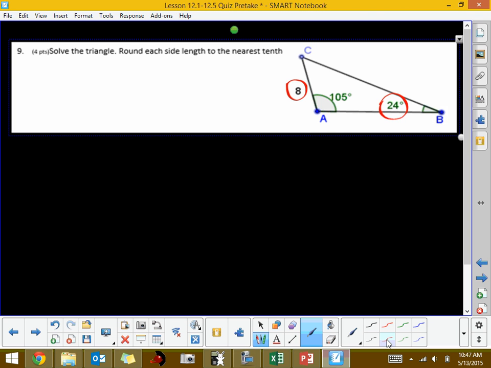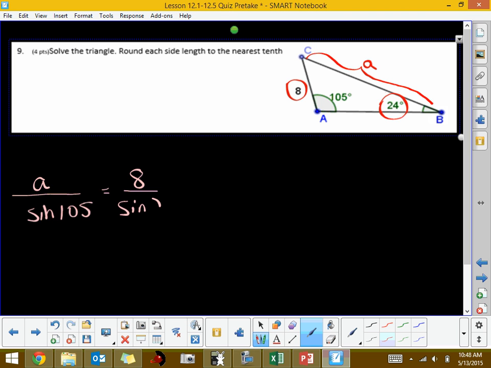So we're going to find the length of this side over here. I'm going to find this side opposite A, which will be lowercase a. In order to find lowercase a, I want to take a is to the sine of the angle opposite it, 105, as b, which is 8, is to the sine of its angle across from it, 24. So a side is to the sine of its angle as the side is to the sine of its angle. In order to get a by itself, all we have to do is multiply both sides times the sine of 105 to get rid of it. So it's going to be 8 times sine of 105 divided by the sine of 24.